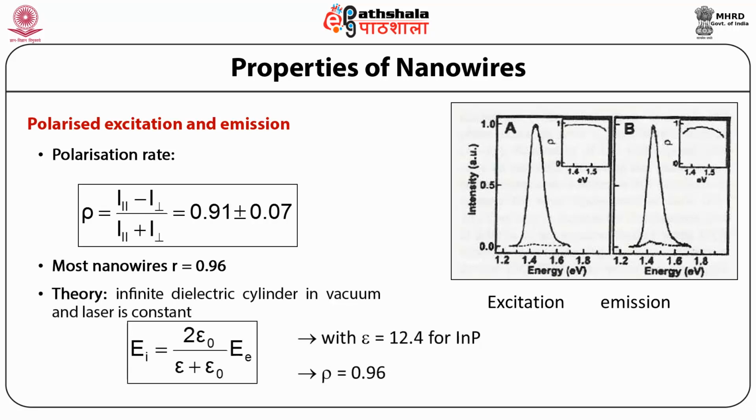The theory behind this is that if we consider an infinite dielectric cylinder in the vacuum and the laser is constant, then we have E_i equal to 2 epsilon naught by epsilon plus epsilon naught E_e. So with epsilon equal to 12.4 for indium phosphide, we have rho equal to 0.96.